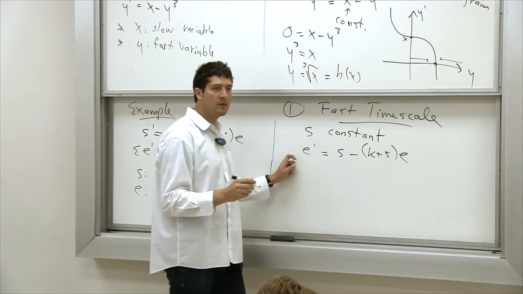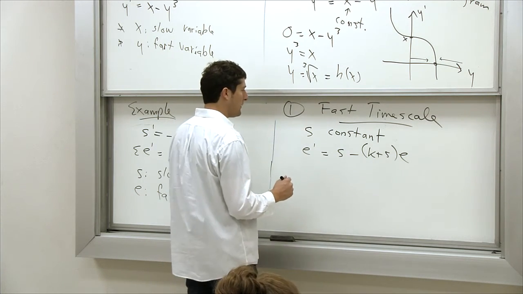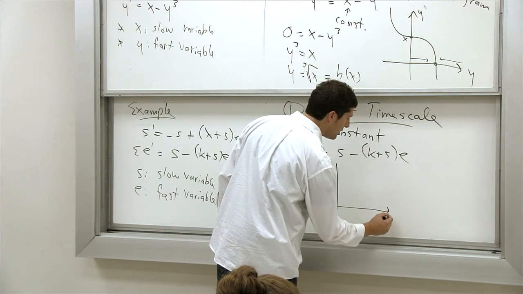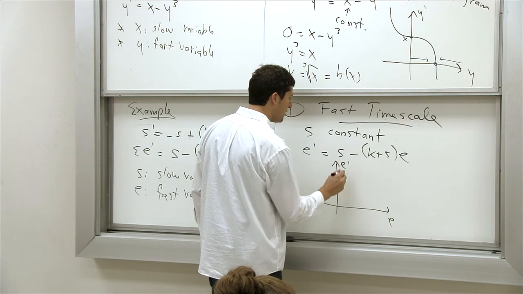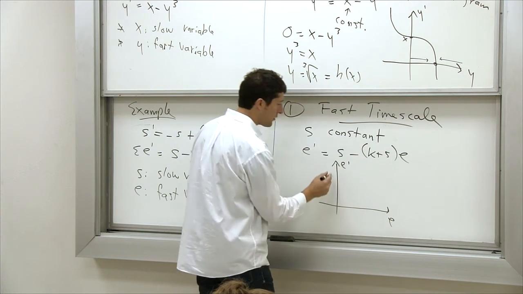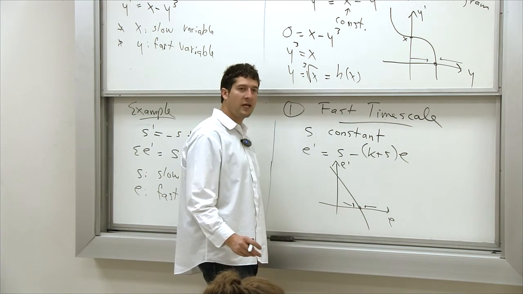I'm going to ignore the epsilon just so that we can actually draw the phase diagram of this thing. What happens with this system? It's actually very simple. If you think about S as a constant, this is a straight line going down like this. So it's a single steady state. That steady state is stable.